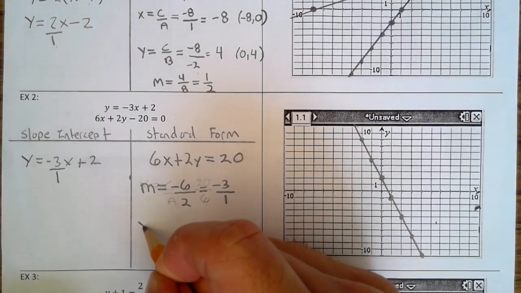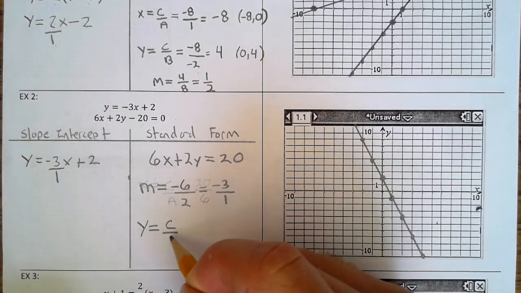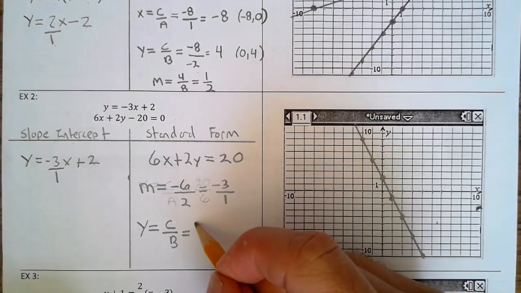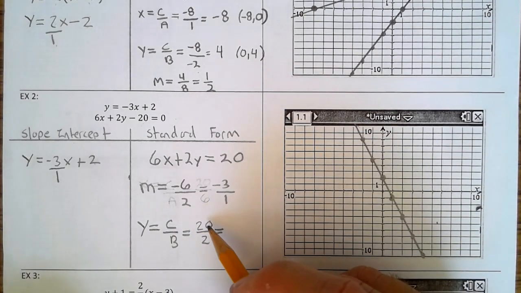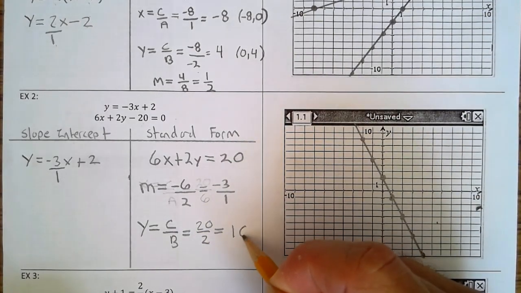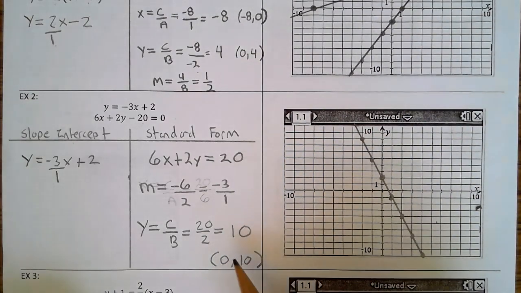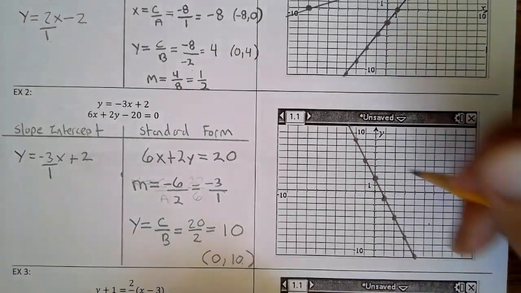Let's try the y-intercept. So the y we know is c divided by b. So then that's 20 divided by b, which is 2. This is looking much nicer. 20 divided by 2 is 10. So our y-intercept is 0, 10. So now we have a point and a slope. We can graph a line. So our first point is 0, 10.